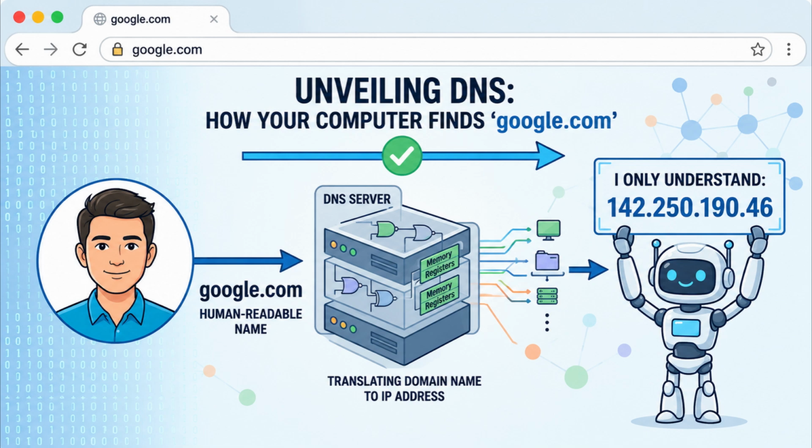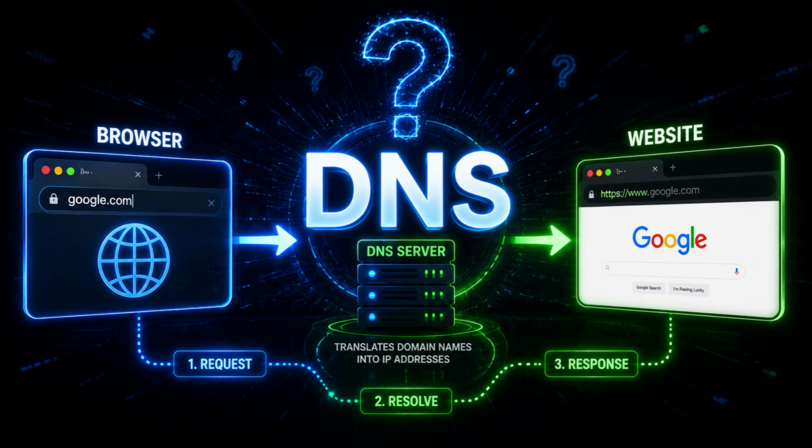Every time you type google.com into your browser, the website opens in seconds. But computers don't actually understand website names. They only understand IP addresses. So how does your computer know where google.com is located on the internet? That's where DNS comes in.